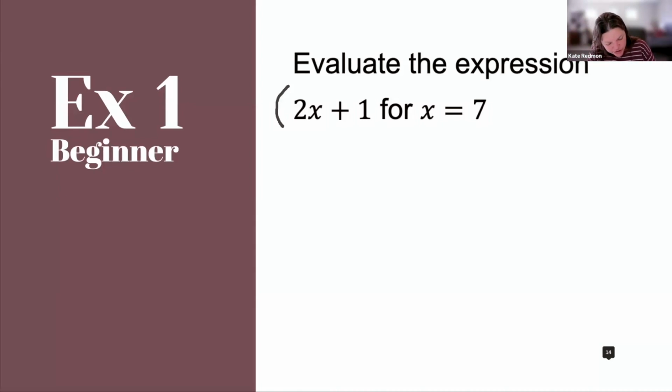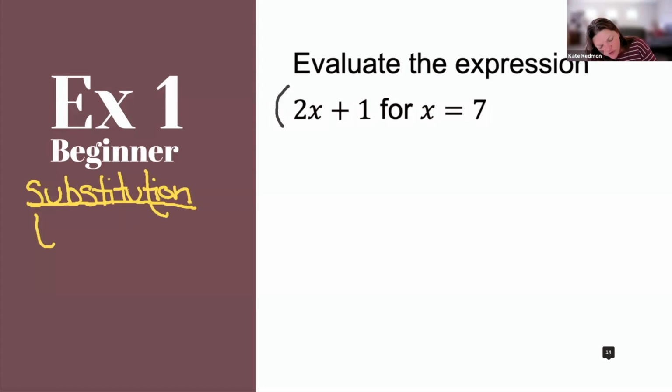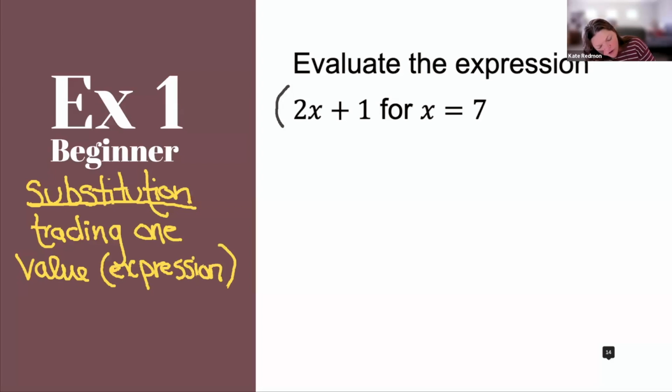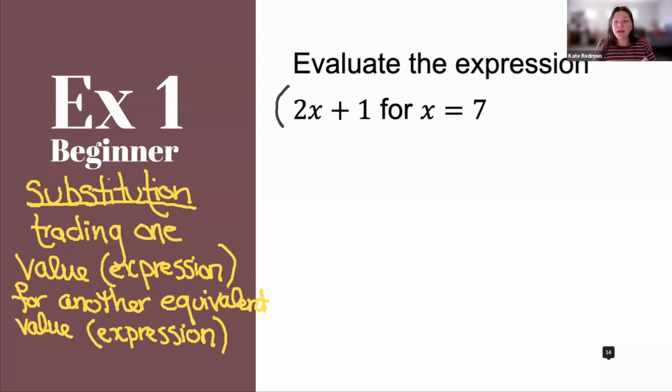And so we are going to do one of the most crucial skills to algebra that is called substitution. And substitution is basically trading one value or expression for another equivalent value or expression. So we had said x is equal to 7. They're equivalent. That means anytime I see an x, I could trade it out for a 7.